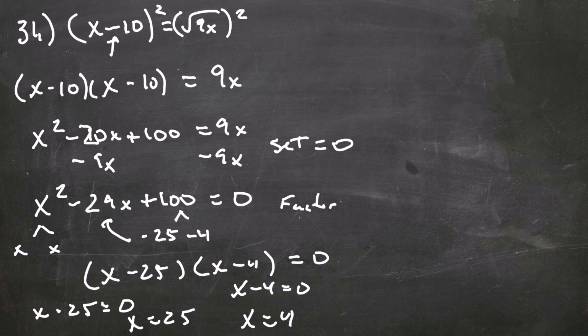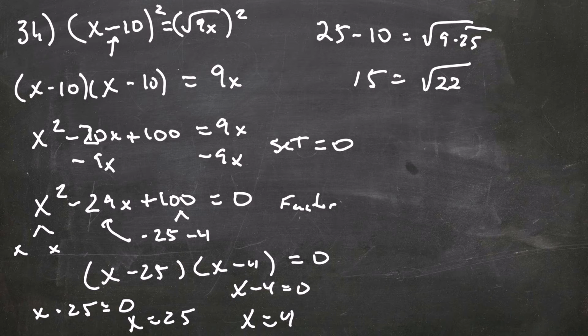Now I have to plug them in because they both might not work. So I'm going to plug in 25. 25 minus 10. Is that equal to the square root of 9 times 25? Well, 25 minus 10 is 15. 9 times 25 is the square root of 225.